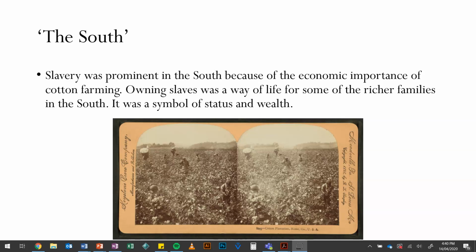For some richer families in the South, owning slaves was a way of life, and it was also a symbol of status and wealth. So there, slavery was part of the fabric of society in that the amount of slaves that you had showed everyone around you how important or how rich or how powerful you were as well.